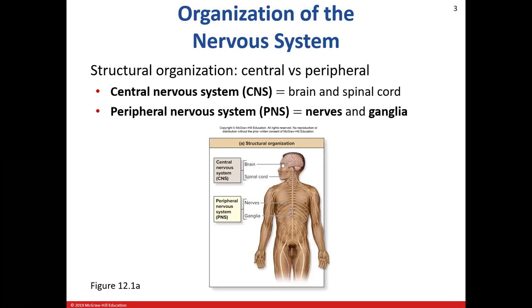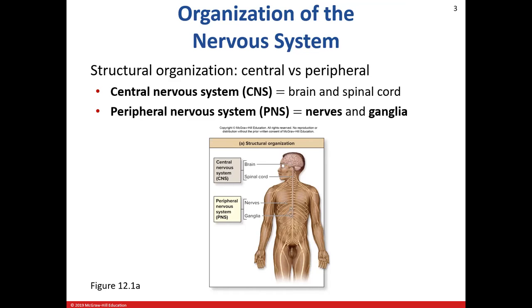So when we look at the organization of the nervous system, we really are able to break it down. We start at the very top with the nervous system as a whole. Then when we look at the structural organization, we break it down into the central nervous system and the peripheral nervous system. The central nervous system is pretty simple. It's the brain and the spinal cord. So we have the brain in your skull, and the spinal cord going down your vertebral column.